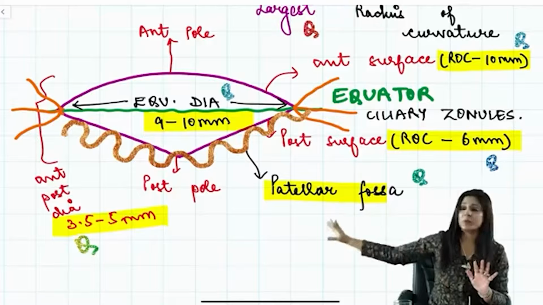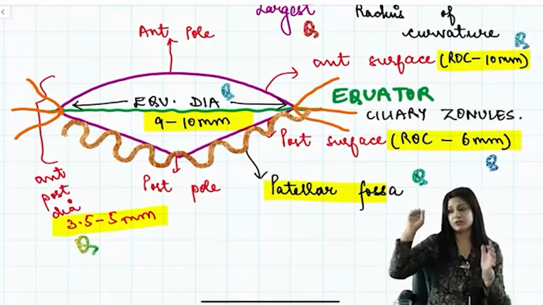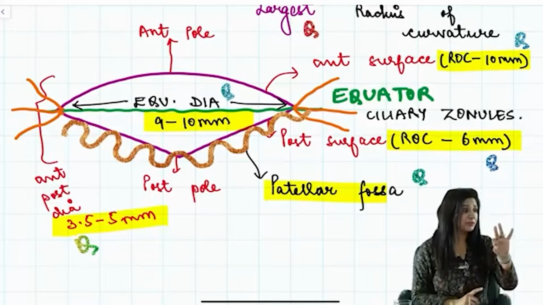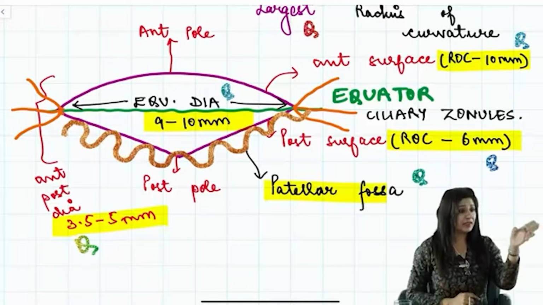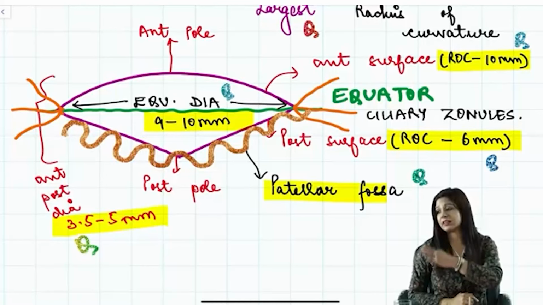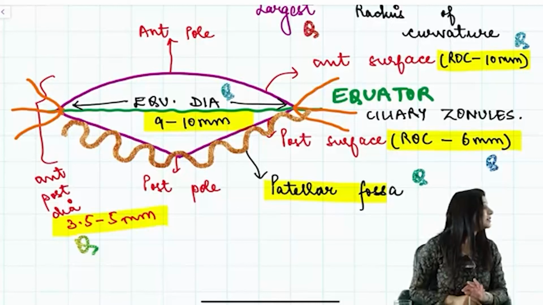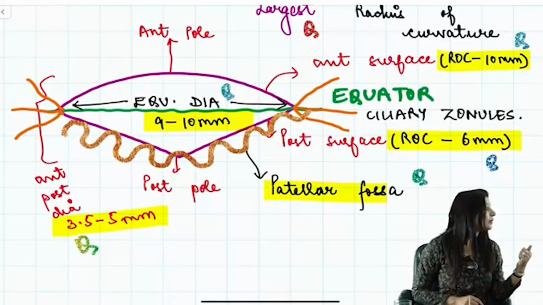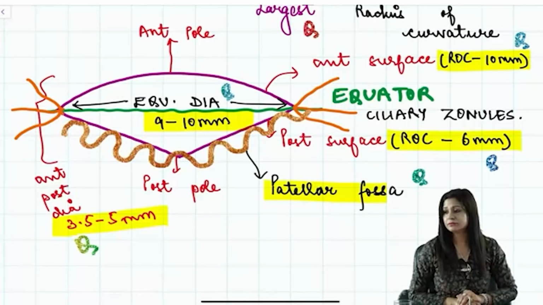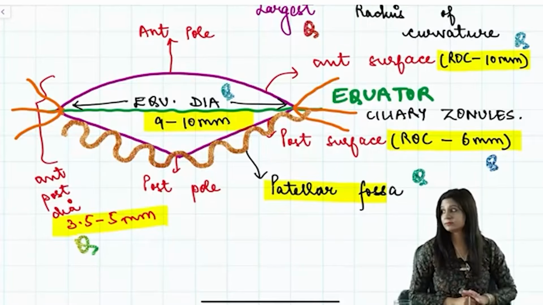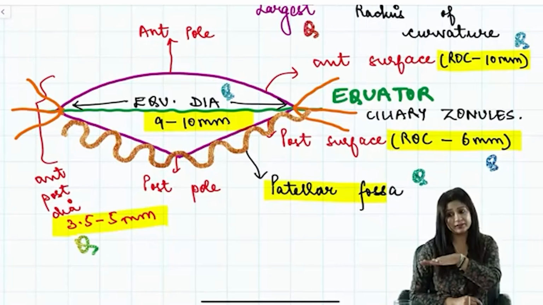So there are so many questions which can be solved again from this. Anterior ROC, posterior ROC, which surface is more curved, equatorial diameter, thickness, patellar fossa, ciliary zonules, all can be solved from here. Okay now? Are you able to write, able to understand, able to do both? So this patellar fossa will be in the vitreous? It is not in the vitreous, it is anterior to the vitreous. Vitreous is behind it.